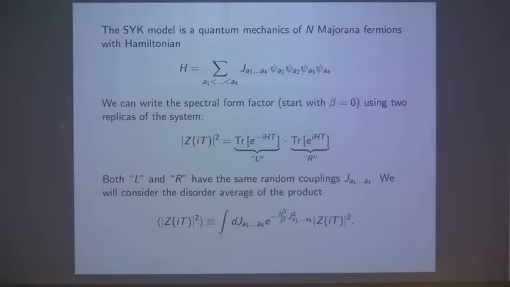And we can write the spectral form factor. Let's start with the case with beta equals 0 using 2 replicas of the system. So we have these 2 factors of the partition function, trace e to the minus iHt times trace of e to the iHt. We represent those 2 traces as 2 systems, L for left and R for right, 2 copies of the SYK model. And it's important that both of them have the same random couplings. But we're going to consider the disorder average of their product. The disorder average means a Gaussian integral over these couplings, and it's denoted with those angle brackets.